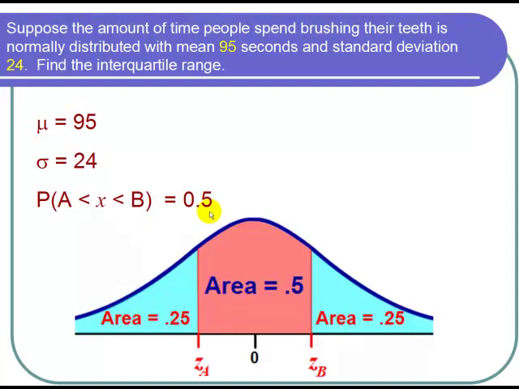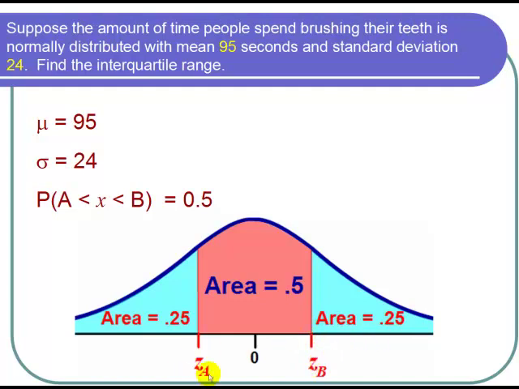Let's put this on a picture. We can see that we're going to have a standard normal distribution once we do a conversion, and the area between the z that corresponds to A and the z that corresponds to B will be 0.5. That leaves half to be outside of this middle area, and that half will be equally distributed by a quarter, or 0.25, to the left of z sub A, and a quarter, or 0.25, to the right of z sub B.